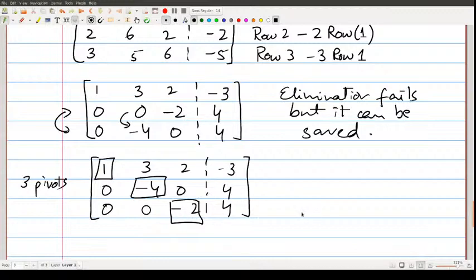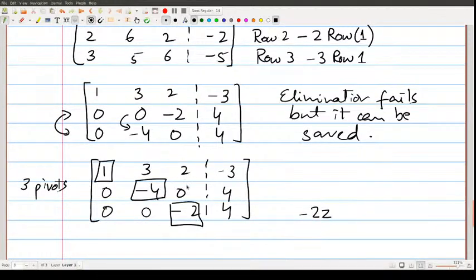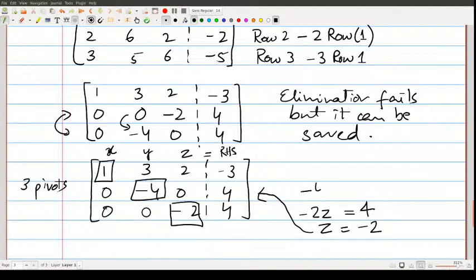The last equation tells me that minus 2z... See, now I'm putting back the variables, because this third column referred to z, this column referred to y, and this column referred to x. So this third equation is really telling me, and this was the right hand side, so this is equal to the right hand side, right? And so minus 2z equals 4. That's what this third equation is telling me, and I can solve this as z equals minus 2. Plug this value into the second equation, and actually I don't need to do that because this equation is just telling me minus 4y equals 4, and I get y equals minus 1.